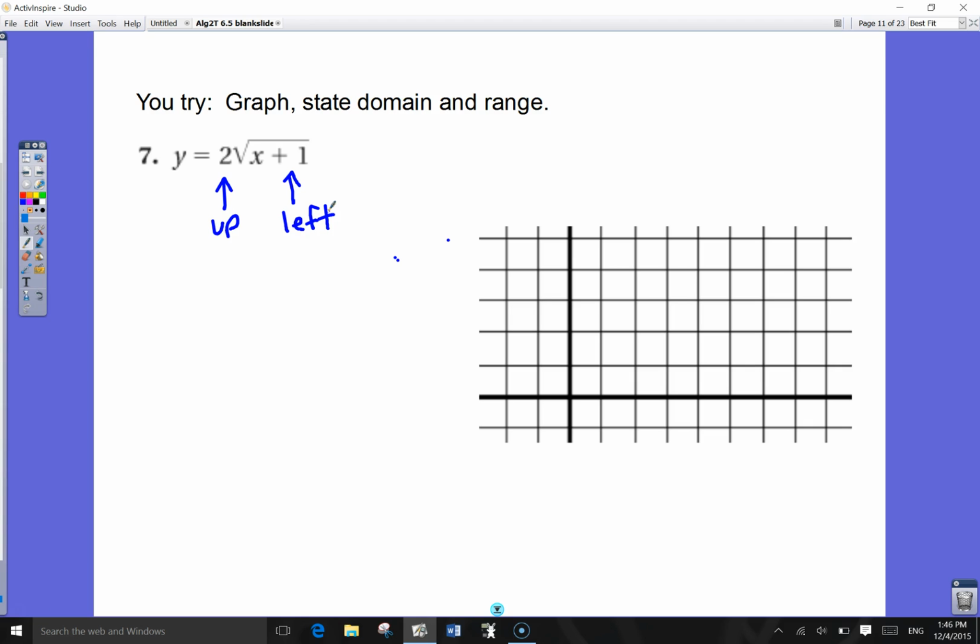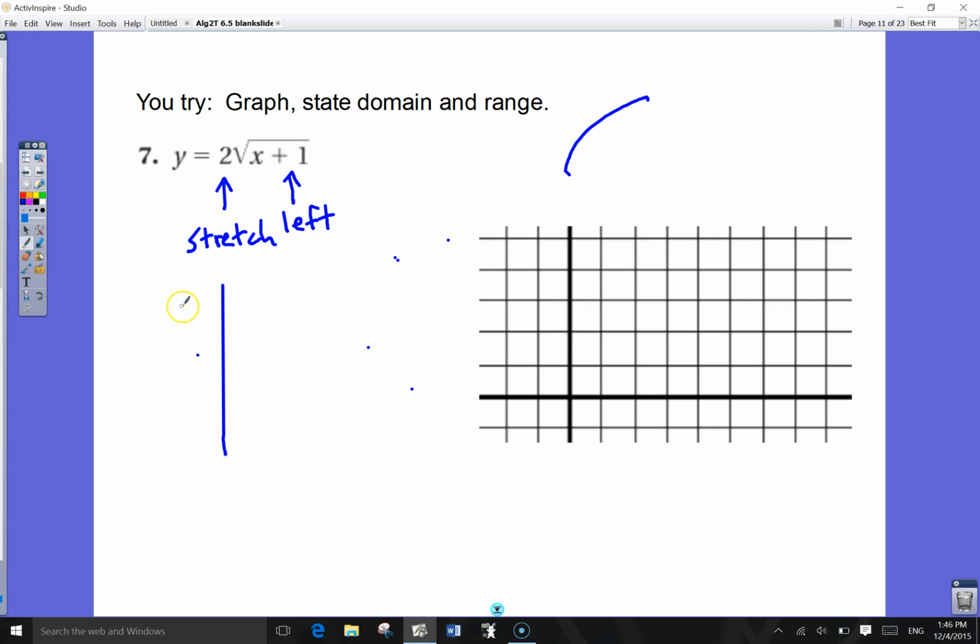Up and, oh sorry, I said up. I should have said stretch. Stretch and to the left. Okay, so let's see, I'm going to take this basic shape, I'm going to move it 1 to the left, and it's going to go up a little bit faster.